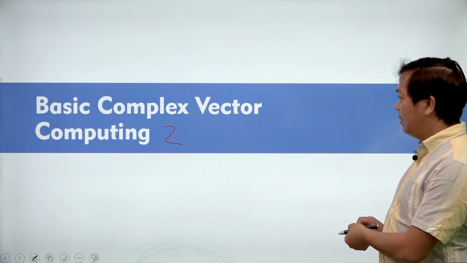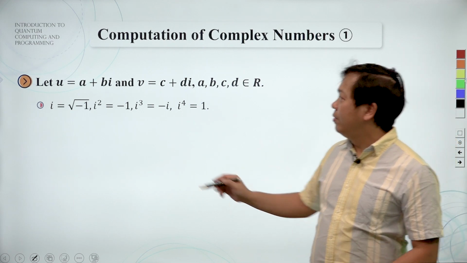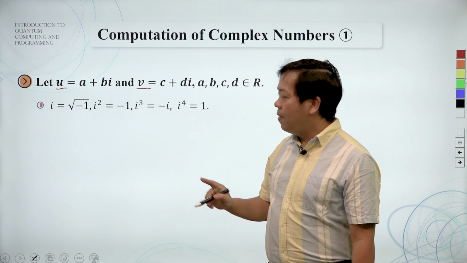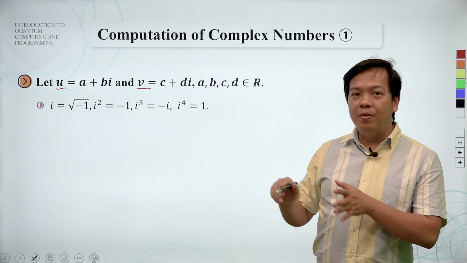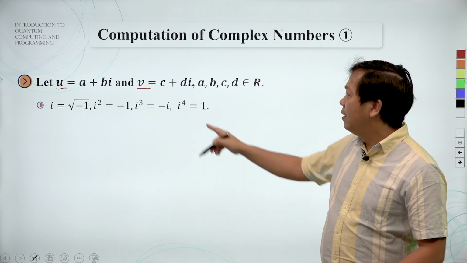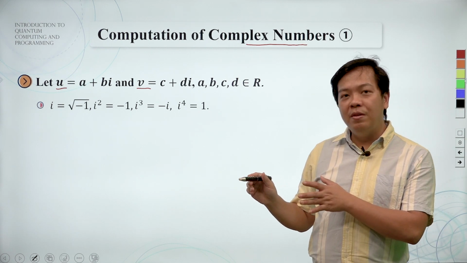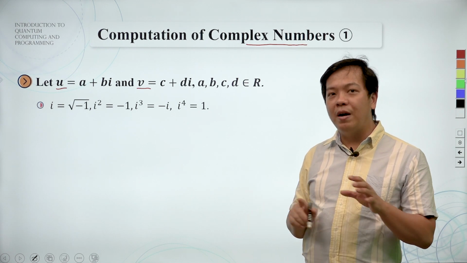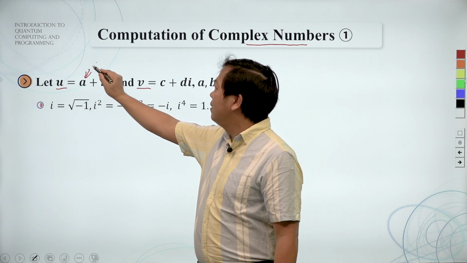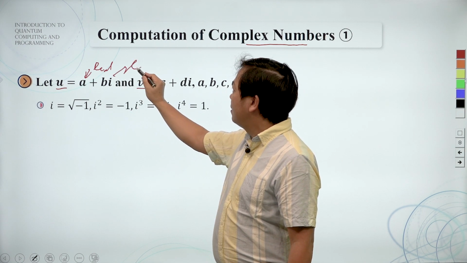Okay, if you see here we have two vectors, vector u and vector v. These vectors are represented as complex numbers. Remember complex numbers. Because we represent them as complex numbers, we have two parts. Part 1 is the real part, right? And part 2 is the complex part.